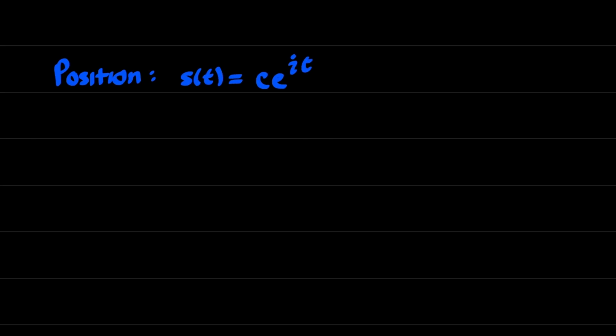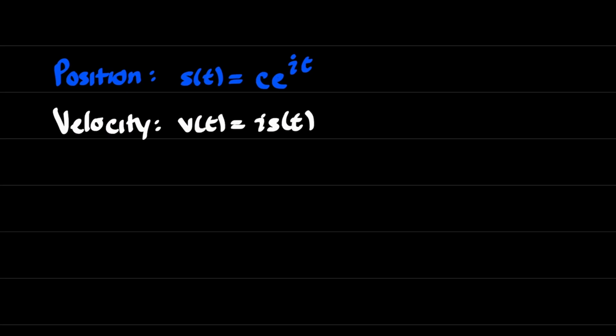We can think of e to the it as some position function. I'll label this function s of t equals c times e to the it, where c is just some constant that we have the ability to change. It makes the function more general. From there, we can come up with a velocity function. Now remember, velocity is simply the derivative of position with respect to time. And so v of t is then equal to i times s of t. That's because of our derivative rules with e to the it. By the chain rule, we simply multiply by i out front.